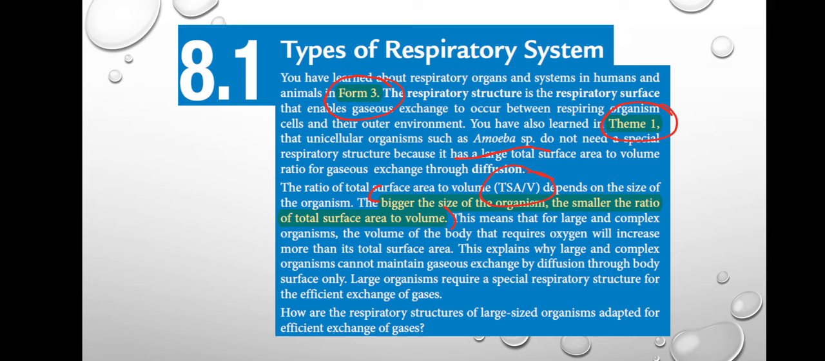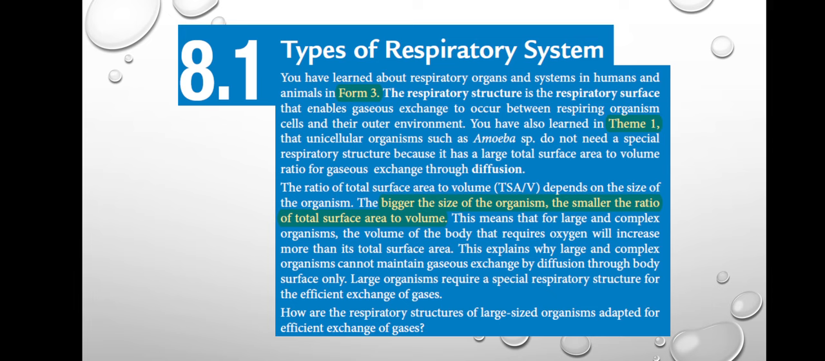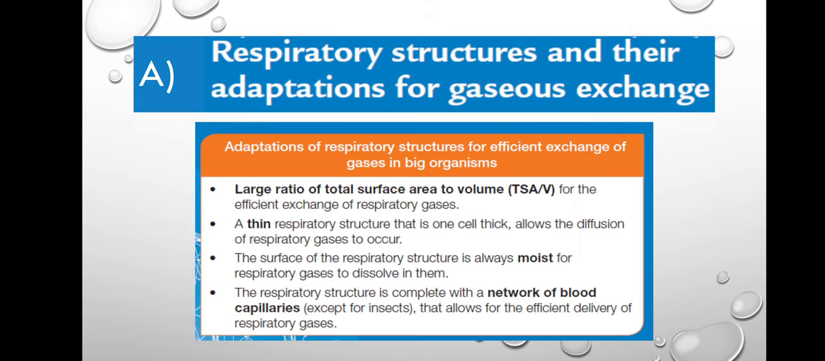But if the ratio value of this TSA over volume is very low, we need adaptation. The simple diffusion is not sufficient for the gas exchange to support the body. So if you see the 8.1 type of respiratory system, then this is A. In your notes, maybe you can write that. Here I don't put the notes, I don't put the pen anymore. So this is the point where you start to do your own notes already.